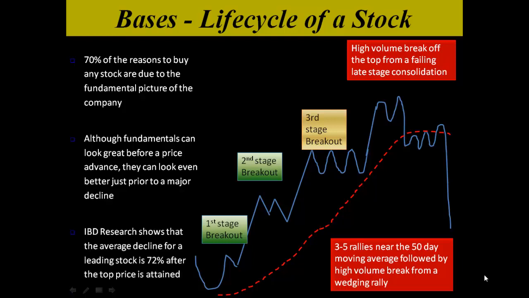And IBD research shows that the average decline for a leading stock after it makes its run up is 72%. So you have a 72% retracement. Here would be a late stage, 4th stage base. It fails, and then it's going to plunge about 72%. So using a chart can really be helpful in timing buys and sells.